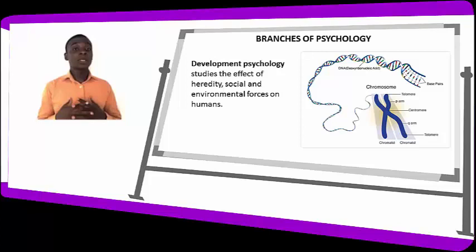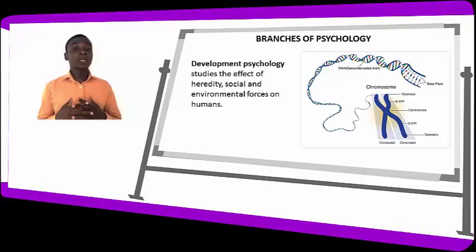And the effect of social and environmental forces on humans. If I'm trying to explain social and environmental forces, for example, if we have two kids of the same age, and one grew up in a rural area and the other grew up in an urban area, we could tell that the one who grew up in the city would have a very large aspect of his development. He tends to develop more quickly and understand concepts more easily, because he has seen so many things and is exposed to so many amenities of life.